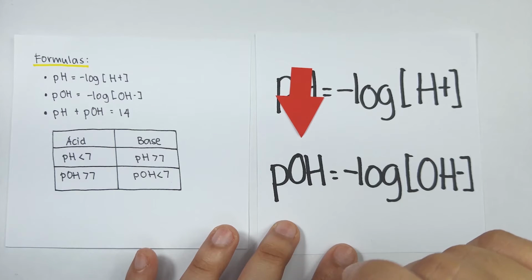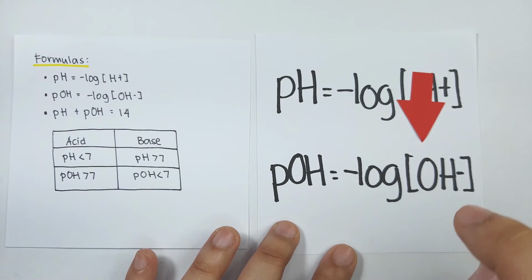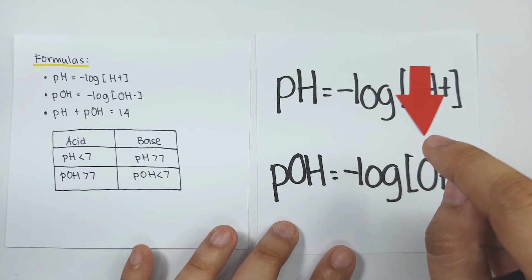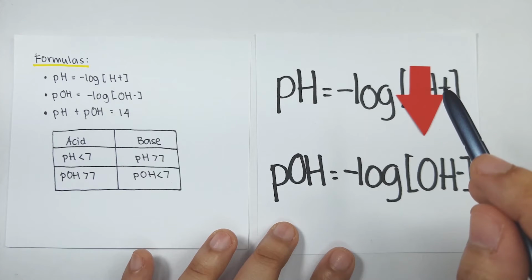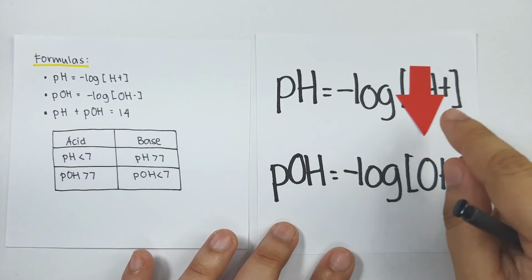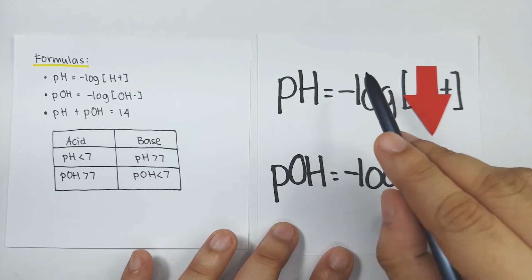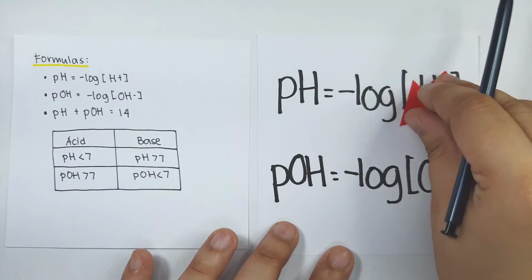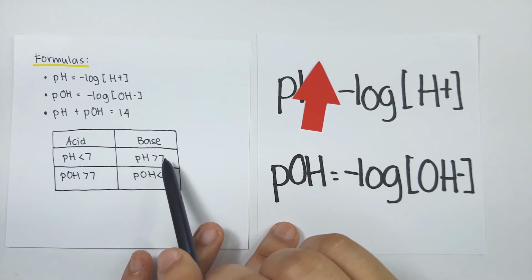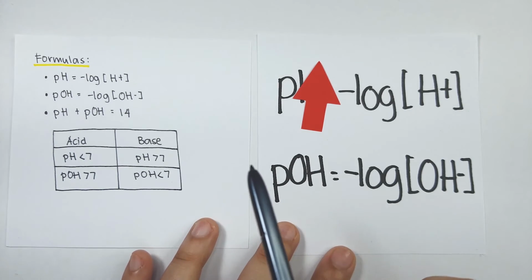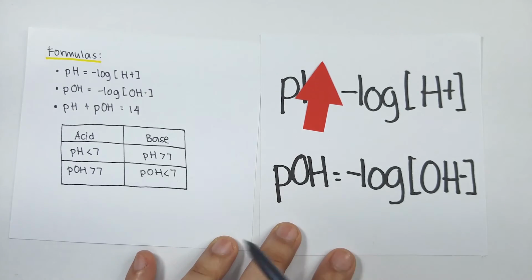Pero kapag base ka, yung H+ na concentration mo ay mababa. Kasi 'di ba pag base ka, OH- yung na-form mo, hindi H+. So again, kapag base ka, yung H+ concentration mo is mababa. So logarithm of a small value is small or negative. Multiply mo ng negative, magiging positive, so tataas. So kapag base ka, yung pH value mo ay mataas or greater than 7. Next is pOH values naman.